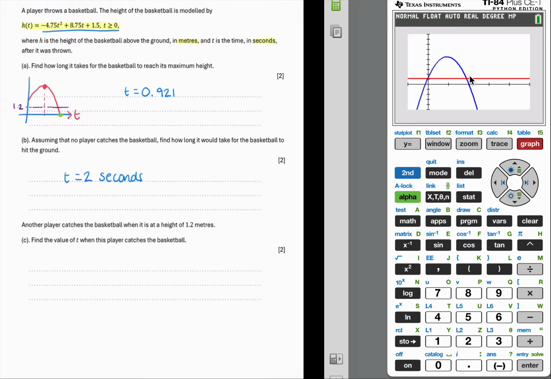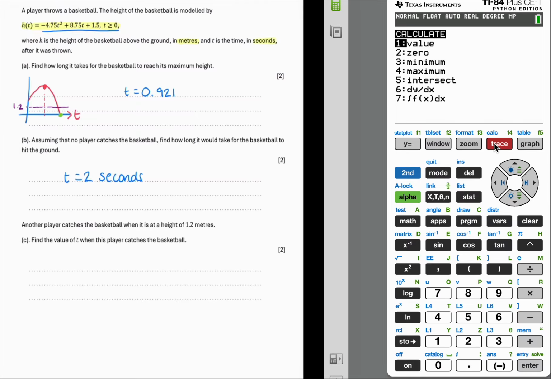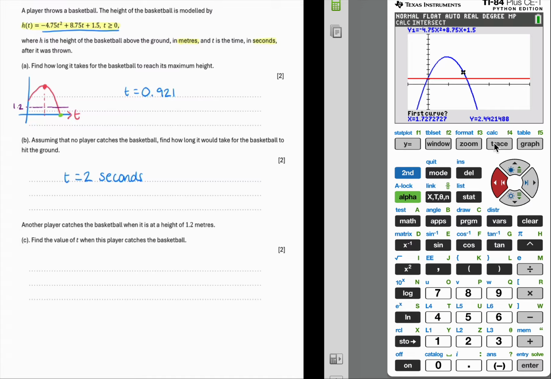And now we want to know what is the value of x, or what is the time, when did it happen? When this person catches the ball, which is where that intersection happens. So we're going to go second function trace, intersect, just getting close to it, and we can see there that the time is 1.8757755. So always rounding to 3 significant figures in the DP. So it's 1.88 seconds.